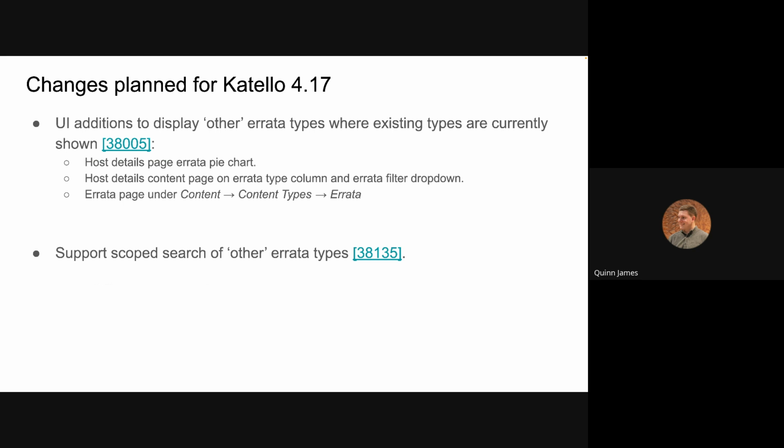Moving forward for 4.17, we have a couple other RFEs in. The first one is there are several places in the UI where errata types are displayed and we don't support these other types. So we will be making changes to support places like the host details page, errata pie chart, the host details content page, errata type column, and errata filter dropdowns, and then the content types errata page as well. Additionally, we'll be supporting scoped search of other errata types in 4.17 or further down the line moving forward.